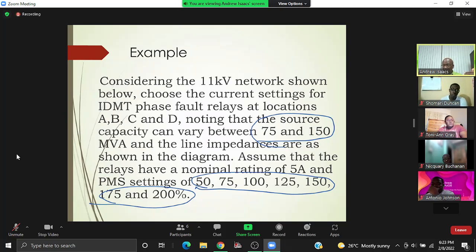So coming into that bus bar, which would be your substation, you have a capacity, sorry, going out to the feeder of between 75 and 150. So you either have one transformer operating or you have two. Now if I have two transformers operating, it means that the reactances will be halved when both are operating in parallel.